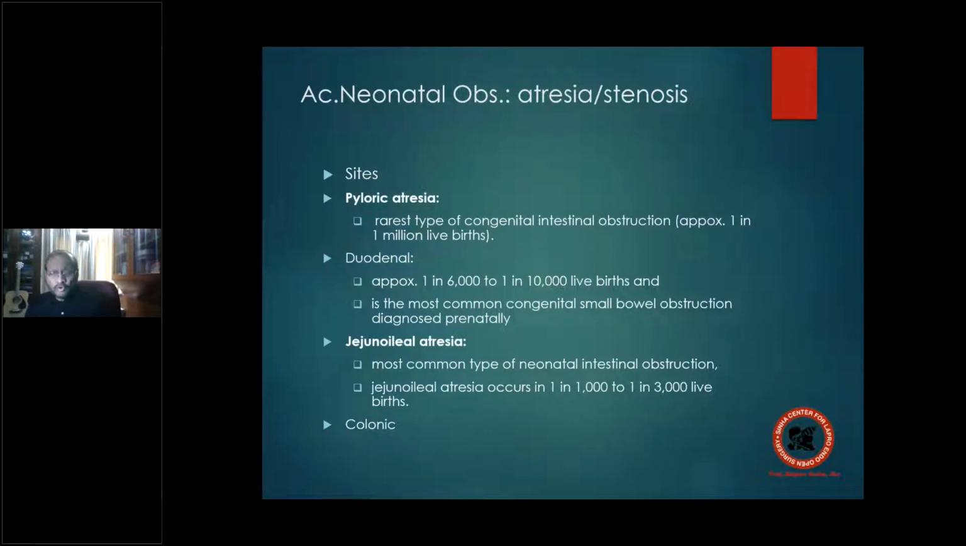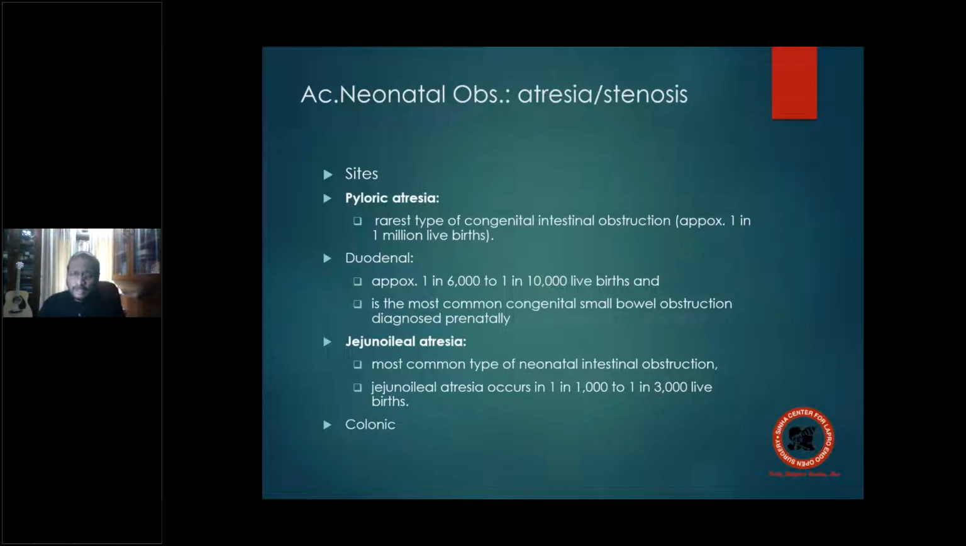Duodenal is more common, approximately 1 in 6,000 to 1 in 10,000 live births. That is very, very common when you compare it with pyloric atresia. In 6,000 births, you have 1 duodenal, or in 10,000 births, you have 1 duodenal atresia. Most common congenital small bowel obstruction diagnosed prenatally. So that is again a very good condition for prenatal diagnosis. Not that it is a very good condition to have, but it can be diagnosed fairly conclusively prenatally. So it is the most commonly diagnosed prenatal condition.